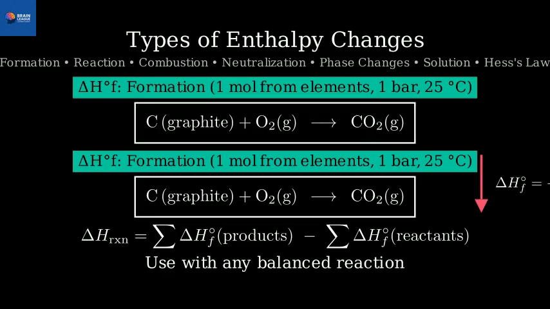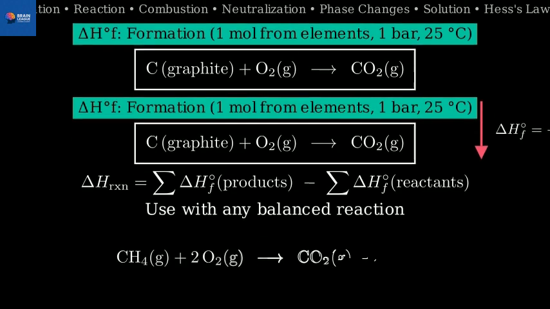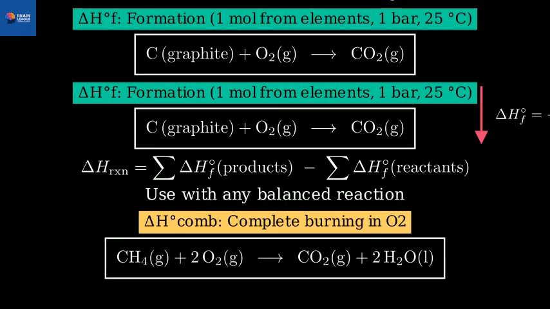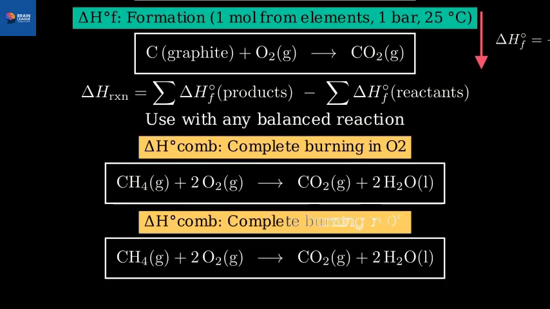Third, standard enthalpy of combustion. This is the enthalpy change when 1 mole of a substance burns completely in oxygen under standard conditions. A classic example is methane combustion. Methane plus 2 oxygen gives carbon dioxide plus 2 liquid water. Combustion is strongly exothermic, here about negative 890.4 kilojoules per mole.